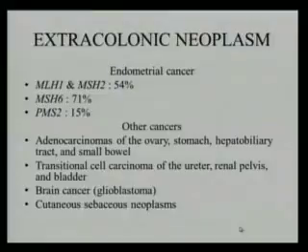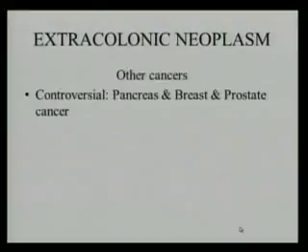What other cancers can develop in these patients? They can develop ovarian, gastric, hepatobiliary, small bowel, transitional cell cancer in the ureter, renal pelvis, and bladder, brain cancer, glioblastoma, which I will talk about in a specific syndrome later, and cutaneous sebaceous neoplasm. There are 3 other types of cancer where the data out there are controversial about whether there is increased risk or not: pancreas, breast, and prostate.